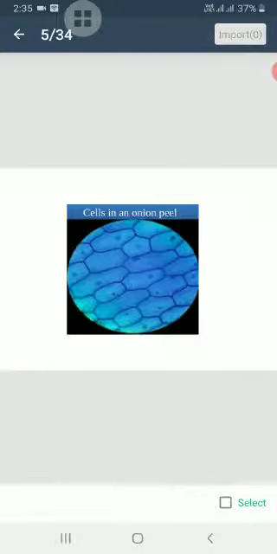There are different kinds of cells in the body of a living thing. Cells can be seen under a microscope. Here is a cell of an onion peel as seen under a microscope. So there is a difference between the cells of living things and the molecules of non-living things. There are differences between living and non-living things.